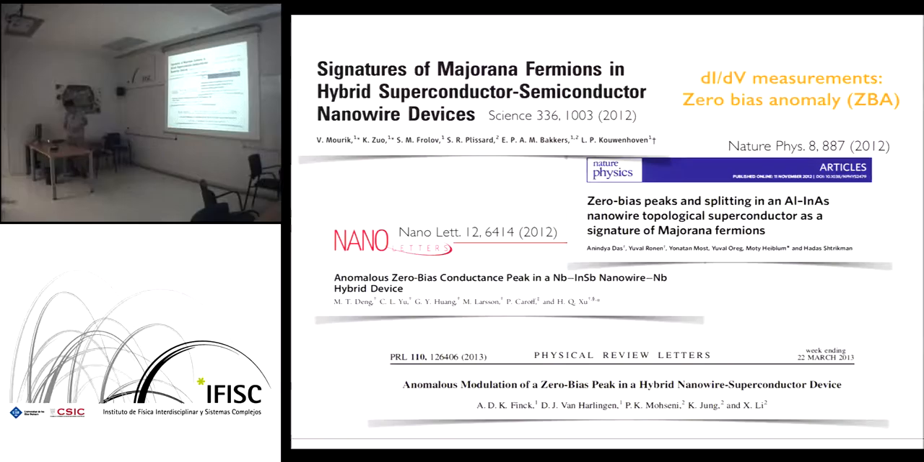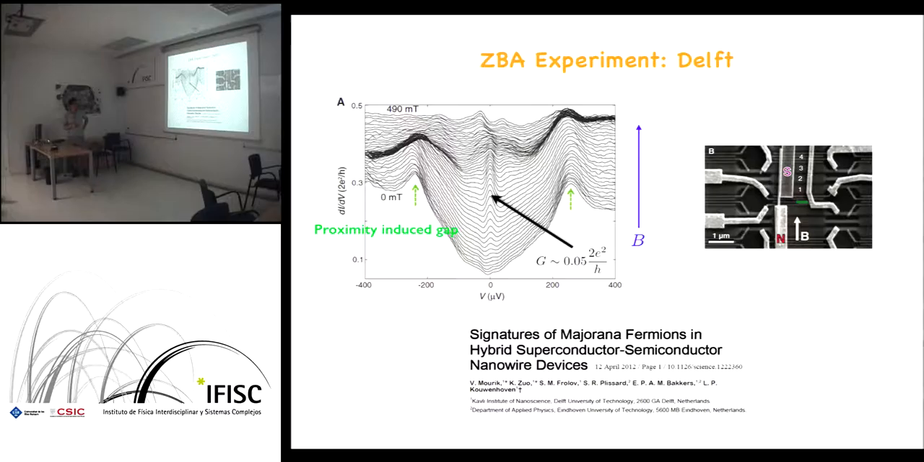The theoretical proposal has been checked by many experimental groups. The famous one is the experiment which has been done in Delft. As you can see, as a function of applied bias, at zero bias you can see the appearance of the zero bias peak. So in this way, we can verify the existence of Majorana.